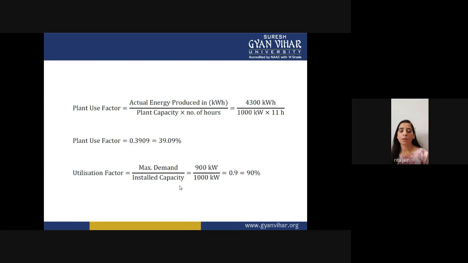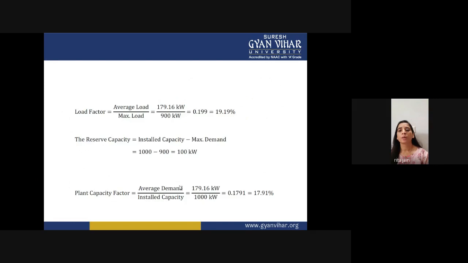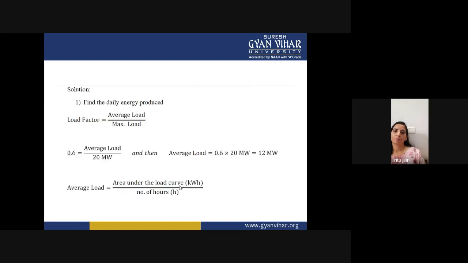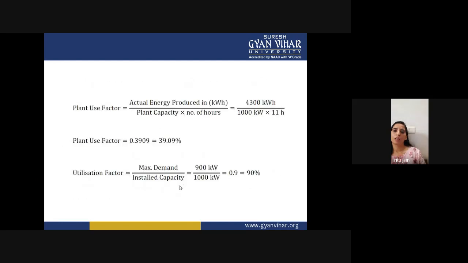Now we come to the utilization factor, which is maximum demand upon installed capacity. So the utilization factor is 90%. You are not utilizing this power plant at 100%. That's why you are getting a reserve capacity of 100 kilowatt. Okay. So by using these calculations, you can easily calculate the load factor, utilization factor, plant use factor, maximum demand, and average load.